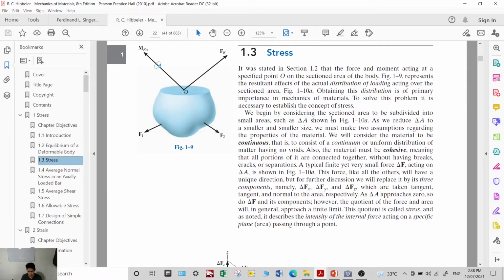Since these forces act on or are applied to your body, to establish equilibrium there must be a reactive force that balances the applied force. So you have forces at your support, depending on the type of support. Now, those reactive forces will create stress in your material.